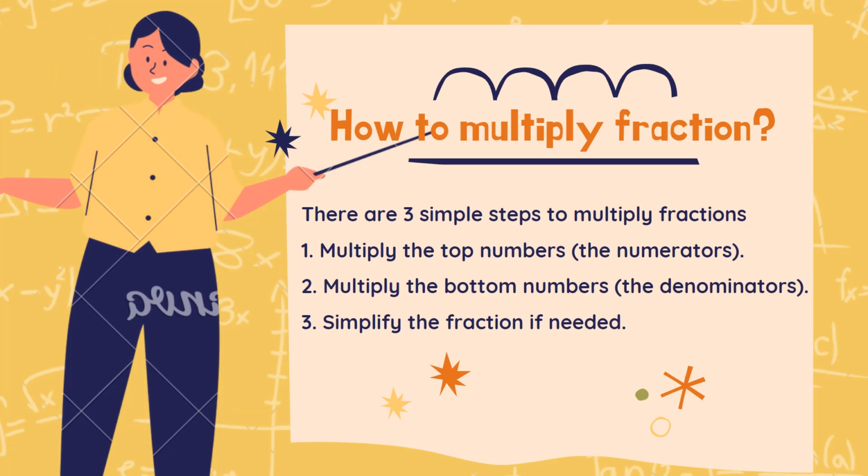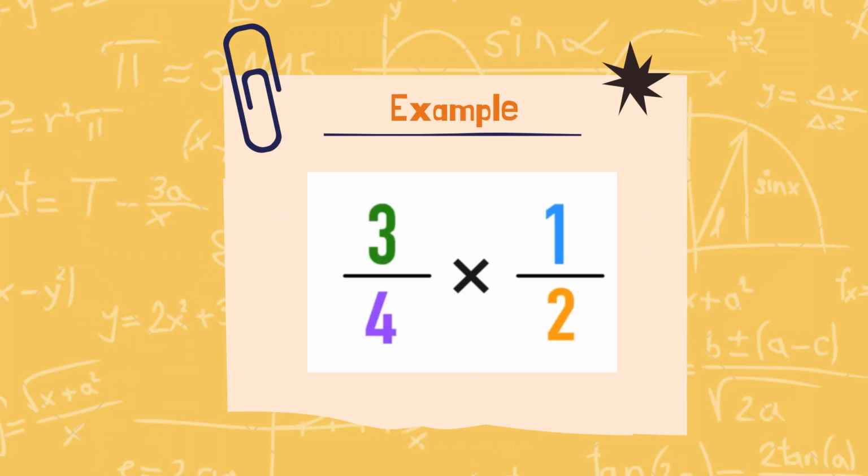And how to multiply fraction? There are three simple steps to multiply fraction. First, multiply the top numbers, which is the numerator. Number 2, multiply the bottom numbers, which is the denominator. Number 3, simplify the fraction if needed. So, gagamitin natin ito mamaya sa pag-multiply ng mga fraction. For example, 3 over 4 times 1 half.